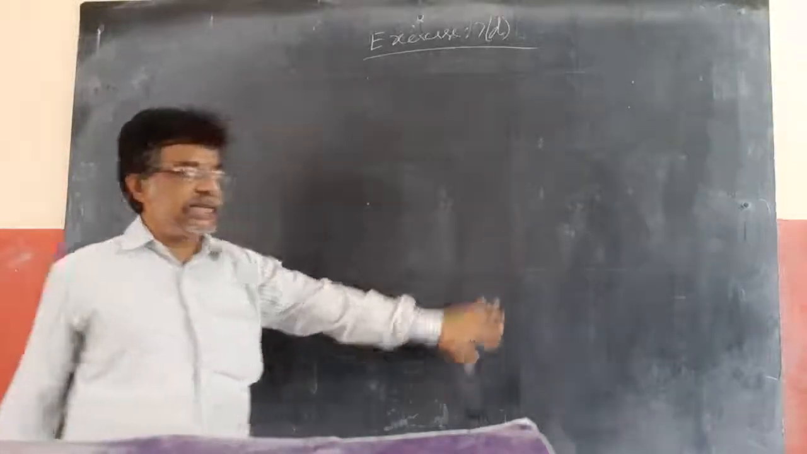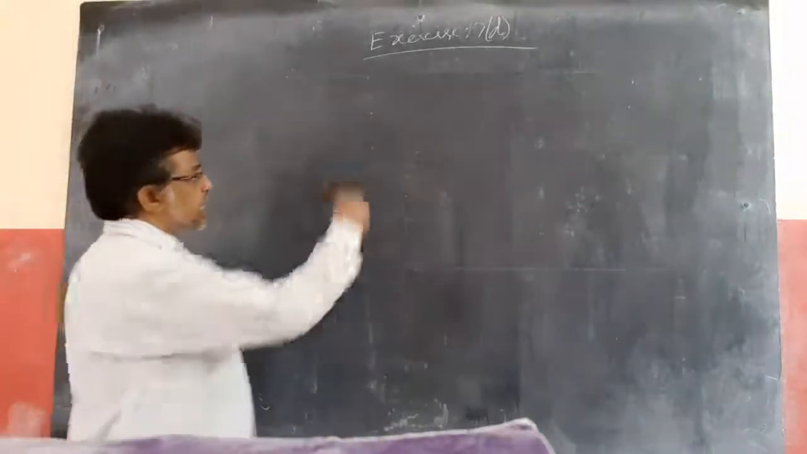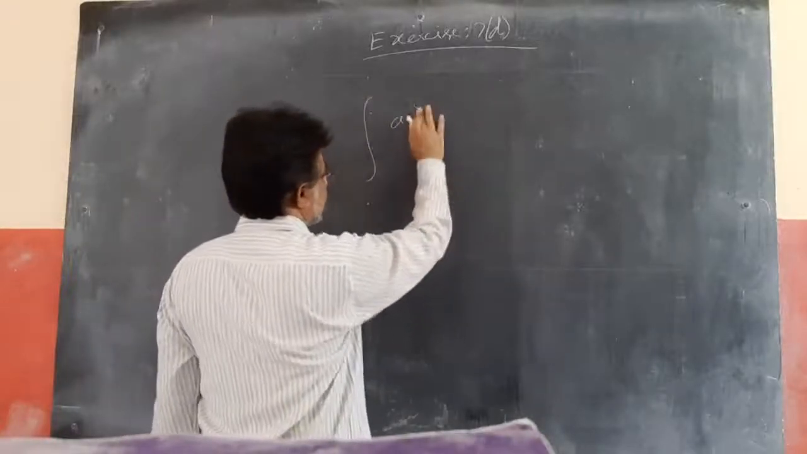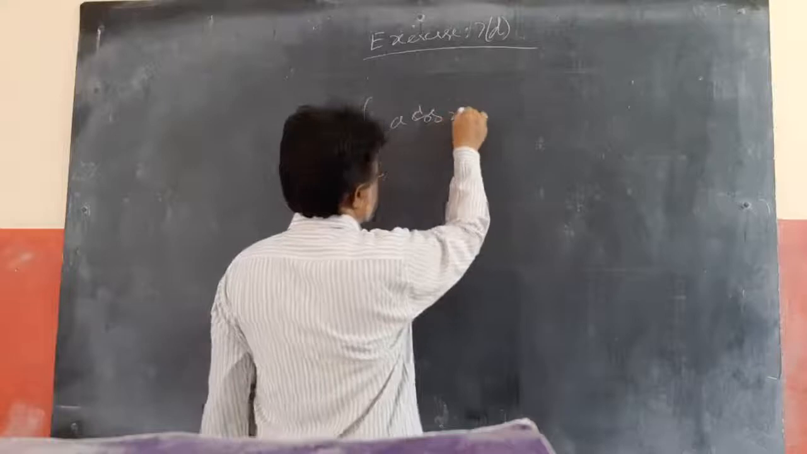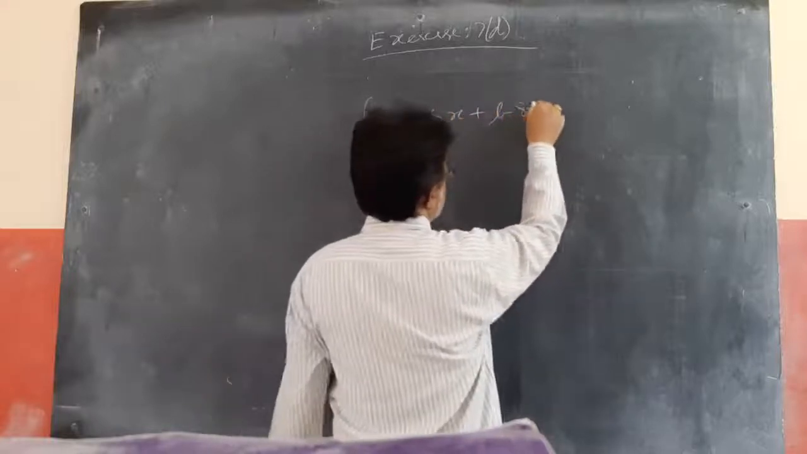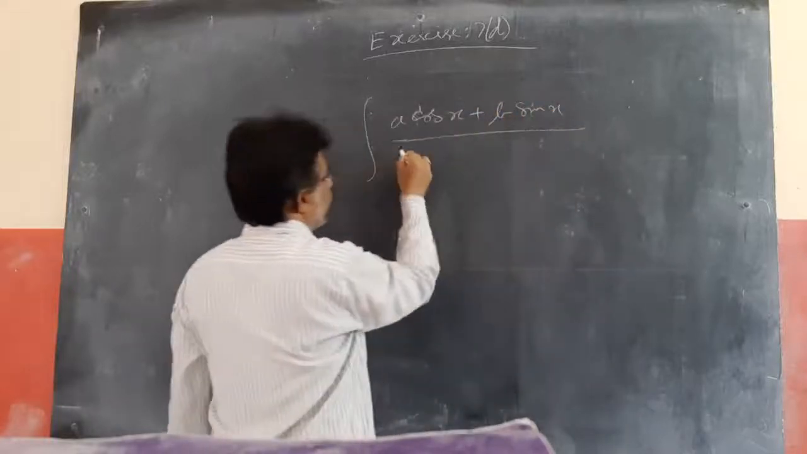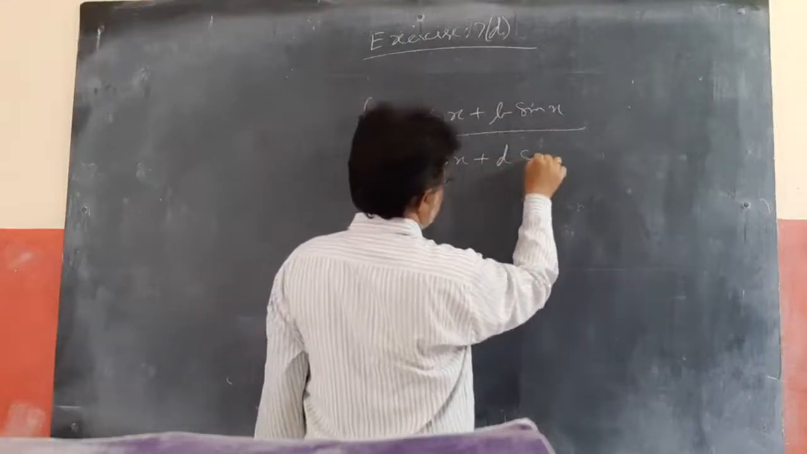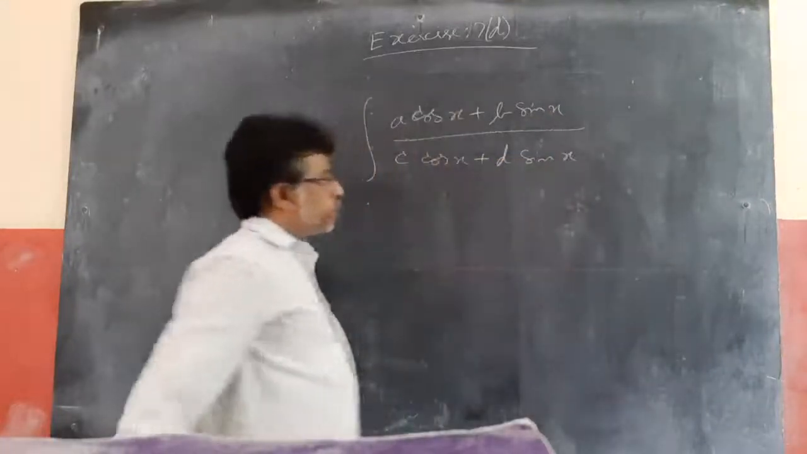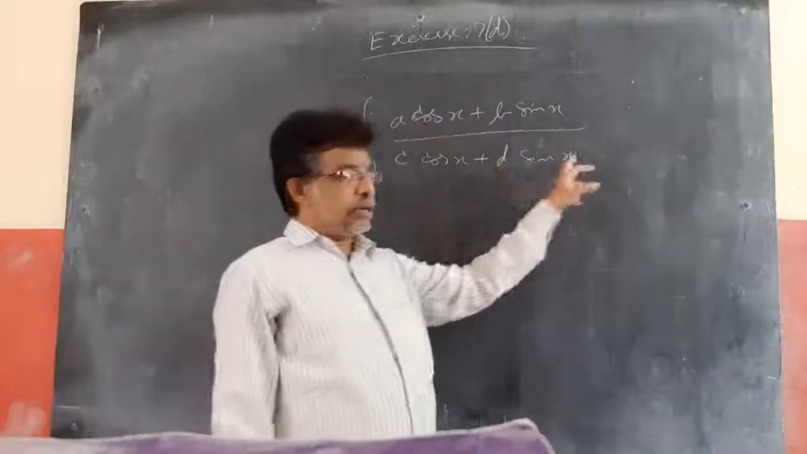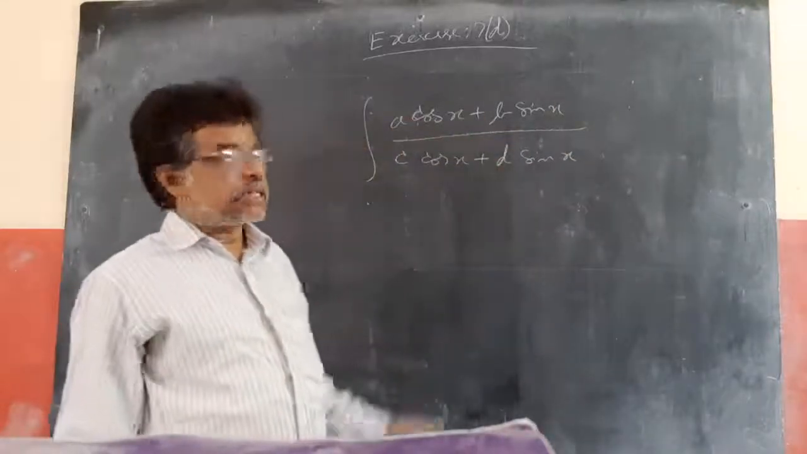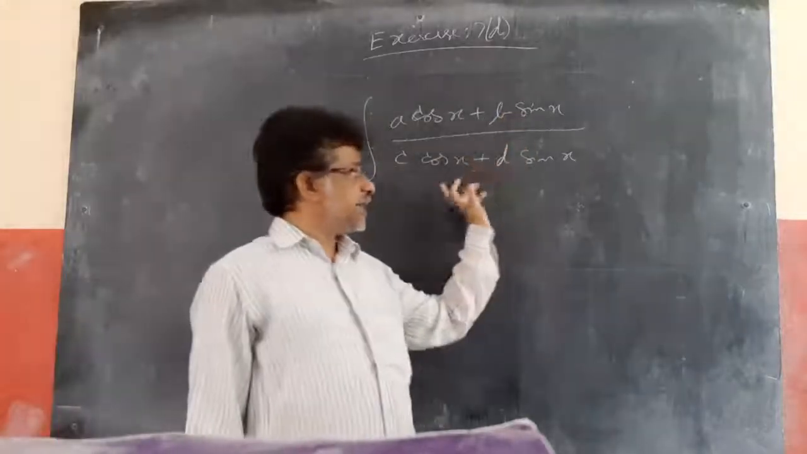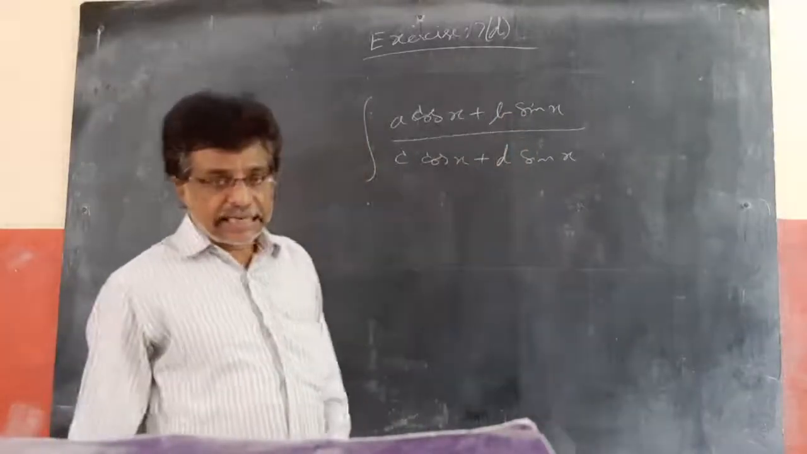The first method is where both numerator and denominator are in terms of sin and cos, like a cos x plus b sin x by c cos x plus d sin x form. Both numerator and denominator are in terms of cos and sin with degree 1.